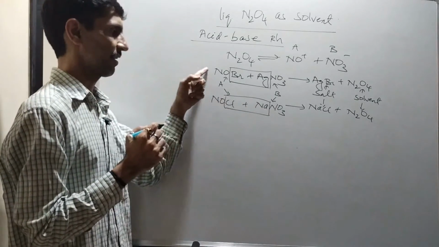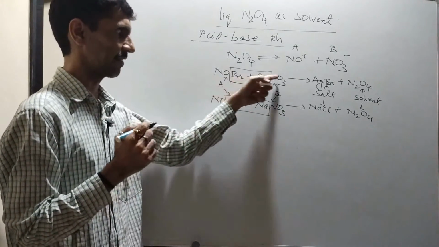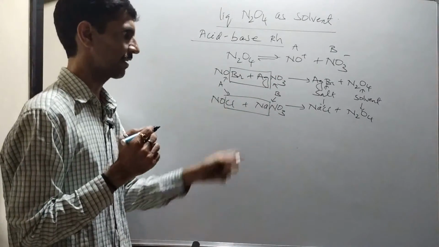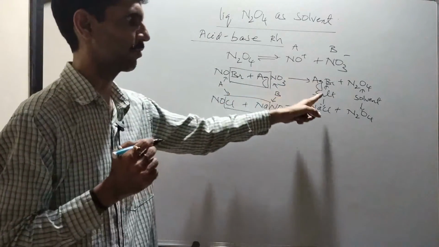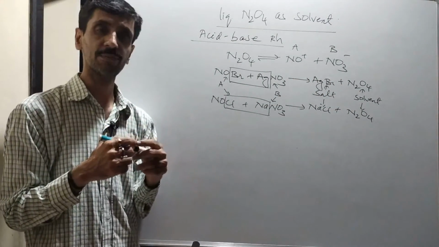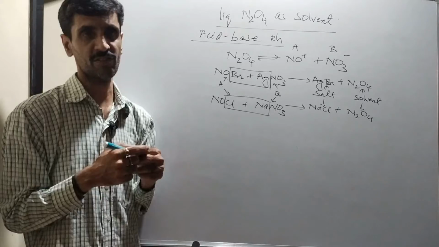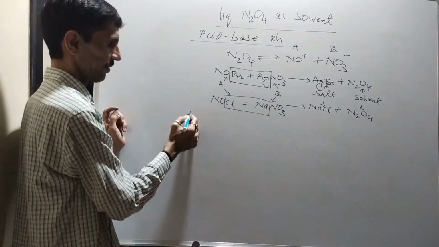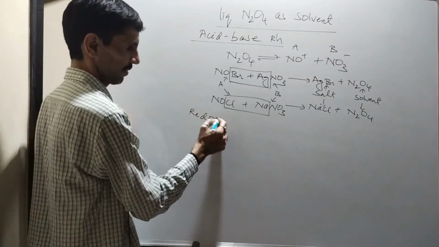Okay, this gives NO plus, that's why it is acid. This gives NO3 minus, that's why it is base. So acid and base reacting to give you salt and solvent. This is what you learned in your lower classes also with respect to acid-base reactions. Okay, the next reaction we have is redox reaction.